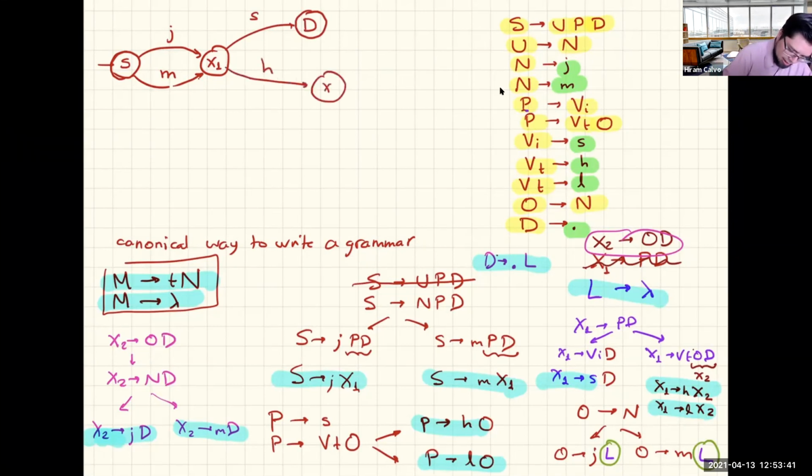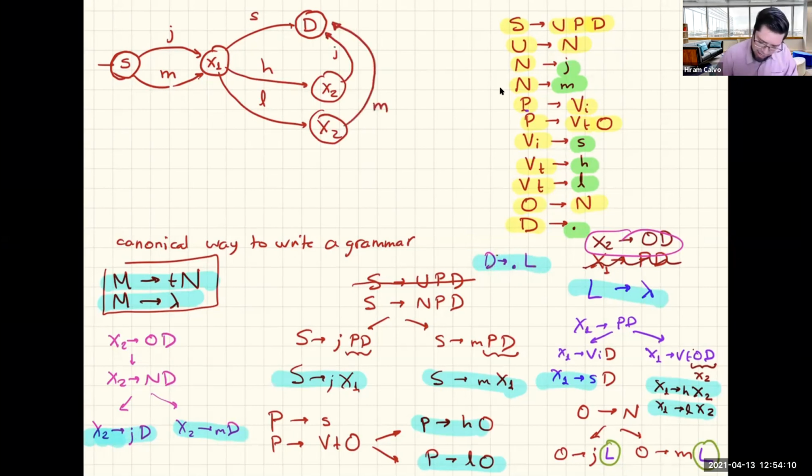H, X2, or L, X2. And from X2 is here, we have J or M and then D. J or M. And finally, this one, this DL, says that there is a dot and then an L. And finally, all those rules that end in lambda are accept states. And that's it.